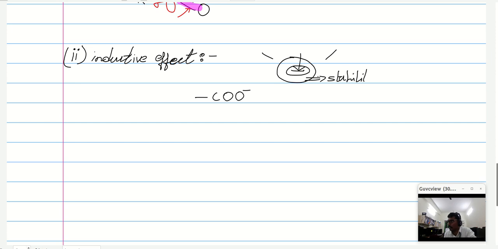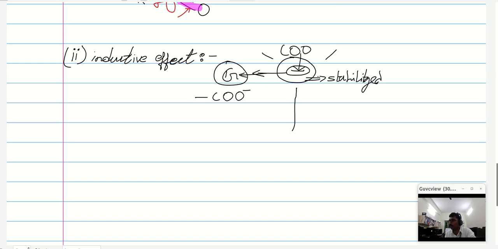So if this negative charge is being pulled out from this, and let's say that there is some group here which can help in pulling this negative charge from this carboxylate ion, then we would say that this group G is helping in stabilizing the negative charge on the carboxylate.